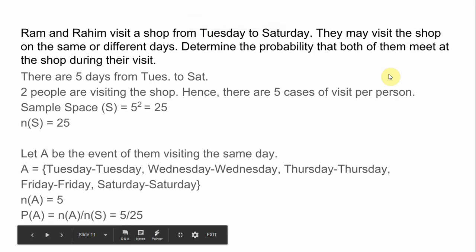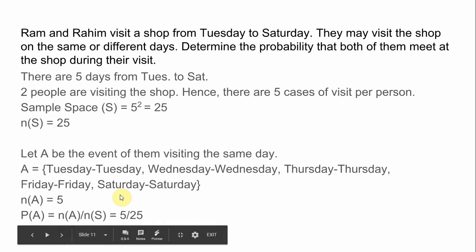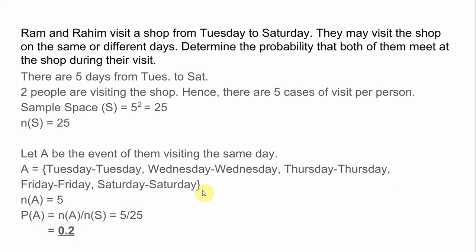Read the question carefully. What do we have here? There are 5 days from Tuesday to Saturday, and there are 2 people visiting on these 5 days. Therefore, the sample space will be 5 into 5, that is 25. Let A be the event that both of them meet at the shop during their visit. In A, it will be Tuesday all the way up to Saturday, because the days they both will visit would be the same. Number of outcomes 5. Probability 5 divided by 25, that is 0.2.